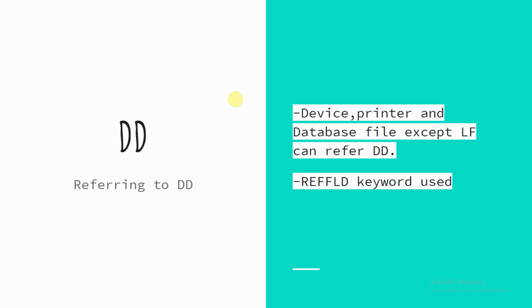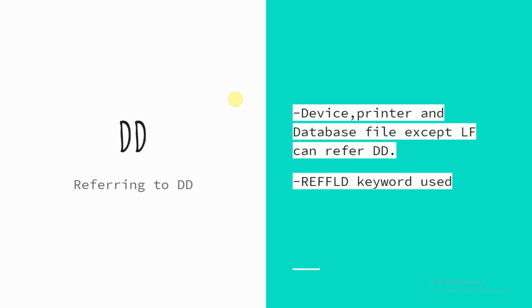So we can refer to the field in the data dictionary, referring to DD. Device files, meaning display files and printer files, and database files can refer to the data dictionary table fields, but LF cannot. LF is always referring to the PF. This is something you must know. The REFFLD keyword is used basically for this.